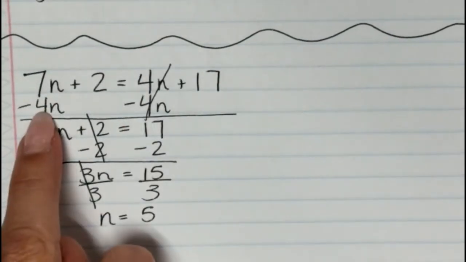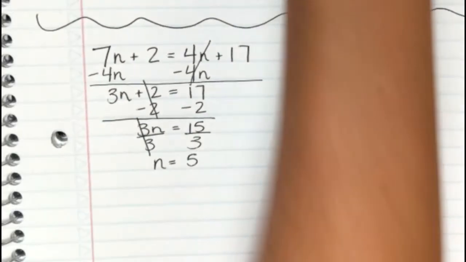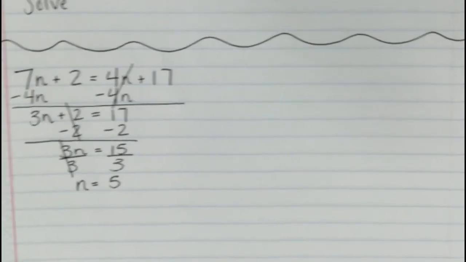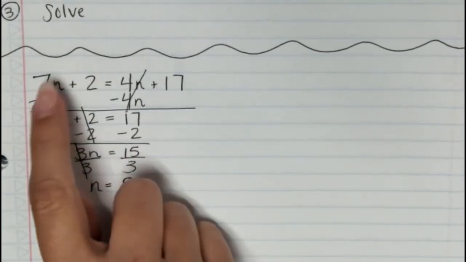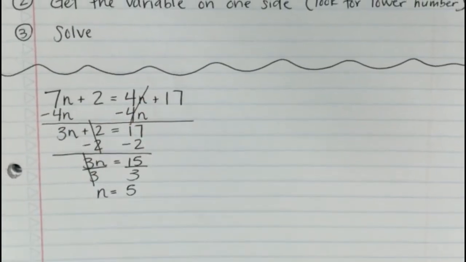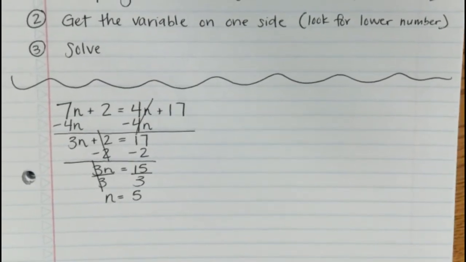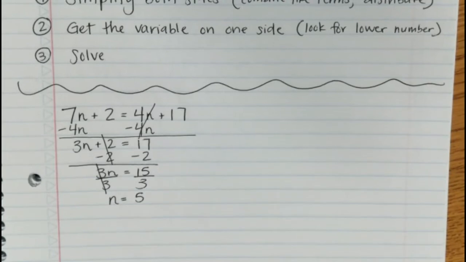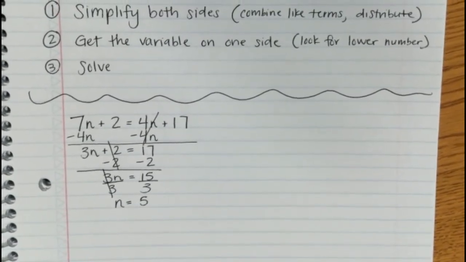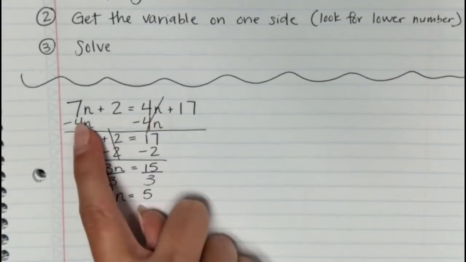So back here, when I took away my 4n, you could have taken away the 7n. The only thing that would happen is then you'd be dealing with negative numbers. If I were to subtract 7n on both sides, I would have had 4n minus 7n, so I would have had a negative 3n. If you follow those steps correctly and calculate correctly, you'd still end up with the right answer, but you'd be dealing with some negative numbers. So that's why I recommend looking for the smaller number and taking care of that one. So we took care of the 4n instead of the 7n.